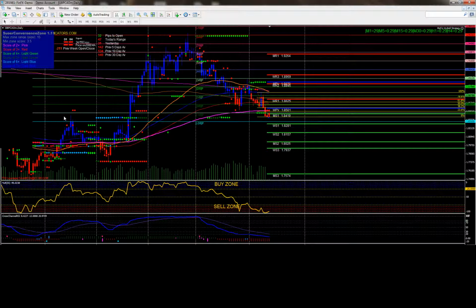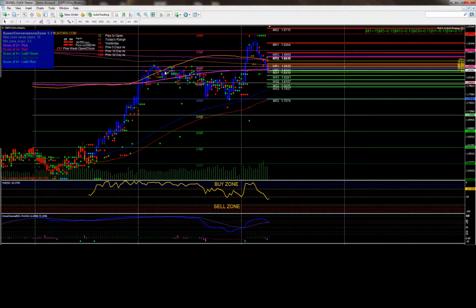If we take a look at the daily here, you can see right where we're at. It's a pretty significant area. So you can see right where we're at now, as we're in a pretty significant support and resistance area on the weekly.